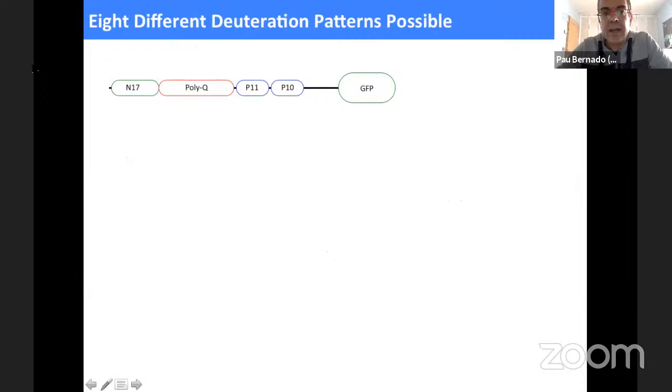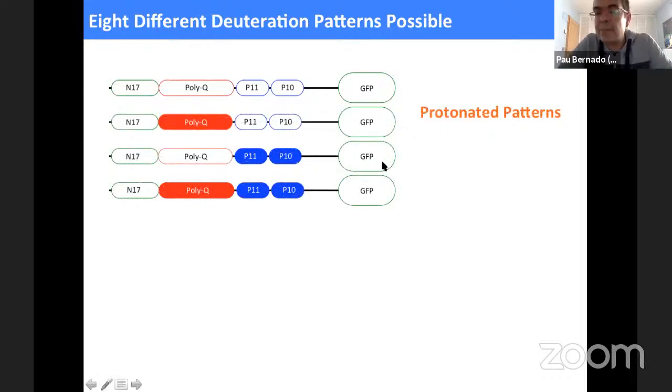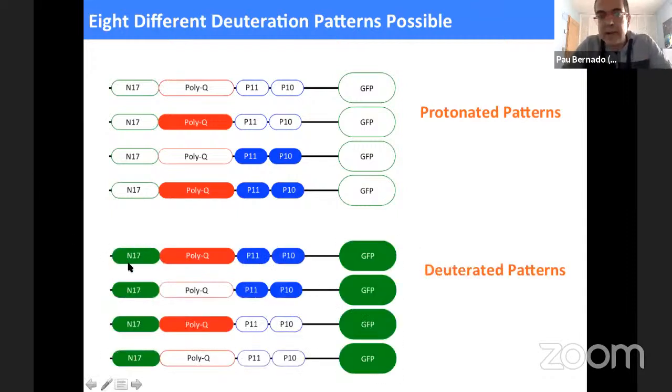So in a situation like that, this is kind of a cartoon of our huntingtin. We have the N17, the polyglutamine, the polyproline, and the GFP. We always work with the GFP attached because huntingtin is an aggregation prone protein. So we can imagine situations by playing a bit with the composition of amino acids of the cell-free. We can have situations in which we have everything protonated, but now we deuterate the polyglutamine, for instance, or we deuterate the polyproline, or we deuterate both of them simultaneously. So this is what we call a segmental labeling. But we can do the inverse labeling as well. So we can work with the fully deuterated and then protonate selectively the polyglutamine, the polyproline, or both of them. Okay, we have those eight deuteration patterns in our system.